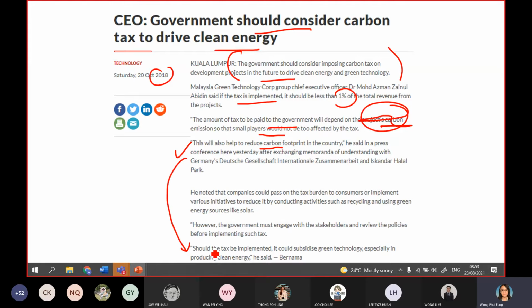They say that should the tax be implemented, it should subsidize green technology, especially in producing clean energy. So this is also one form of the good way. They collect the carbon tax from those projects that exceed the limit, then after that, they use the tax to subsidize green technology. That is also one of the good ways. But until now, the government has not yet introduced this tax.